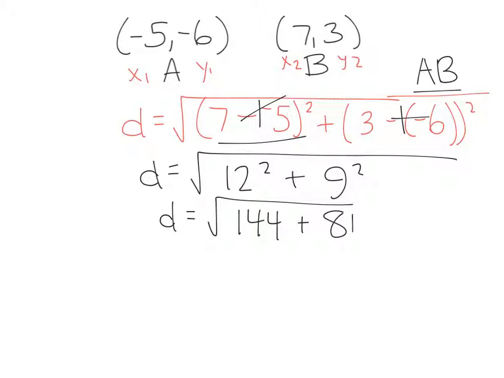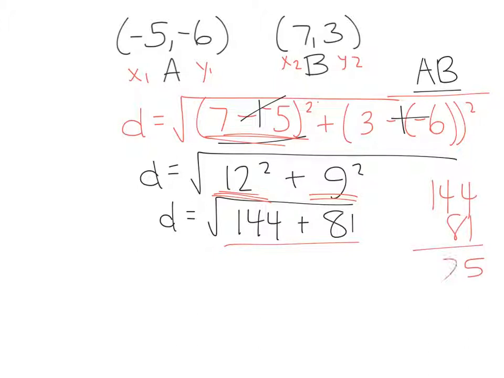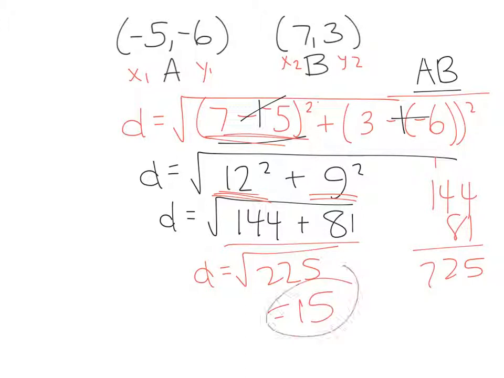You'll never get a negative number because you're always squaring these numbers, so it's always going to be a positive number underneath the square root. So 144 plus 81 is 225. So distance equals the square root of 225, which is 15.